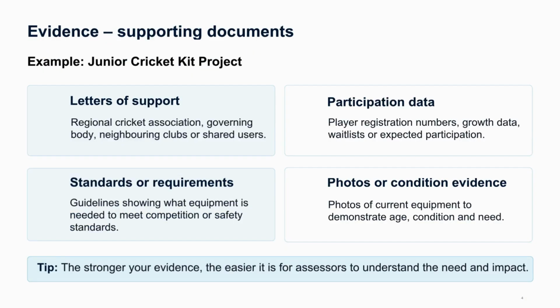Good evidence makes your application much stronger. Using our junior cricket kit example, there are 4 types of support you can provide. Letters of support from your regional association, governing body, or neighbouring clubs. Participation data, like registration numbers, growth trends, or wait lists. Standards or requirements, guidelines showing what equipment you need to meet safety or competition rules. And photos or condition evidence, images of your current gear that demonstrate its age and wear. Remember, the stronger your evidence, the easier it is for assessors to understand the need and the impact.